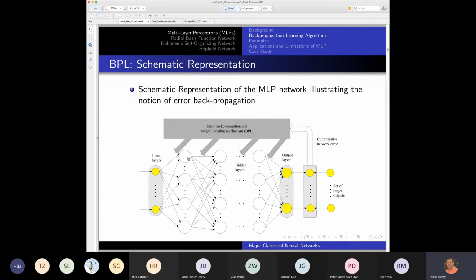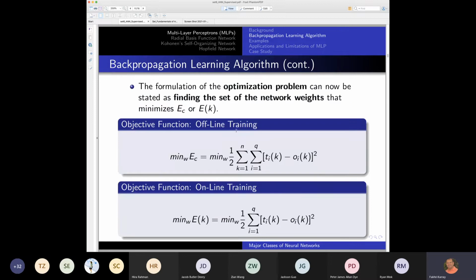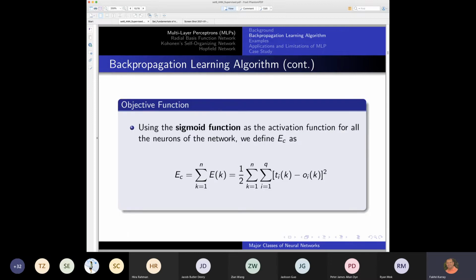That's why the activation function here has to be an infinitely differentiable activation function, and we utilize the sigmoid function here, as I mentioned in this slide. So we use the sigmoid function as the activation function for all the neurons. So this is what is in this particular slide.